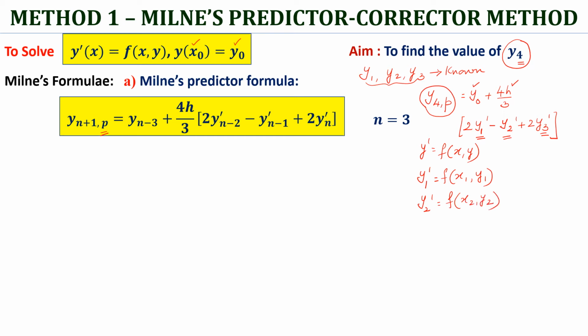Similarly y3 dash. And in a similar manner, if I want to write it in the most general case, before substitution, can you tell me what will be y n minus 2 dash? It will simply be f of x n minus 2 comma y n minus 2, by what I explained to you just now. So let's rewrite them one by one and then see how to apply them.